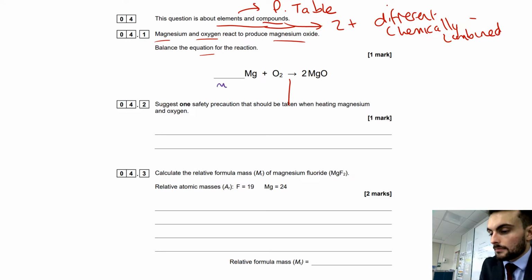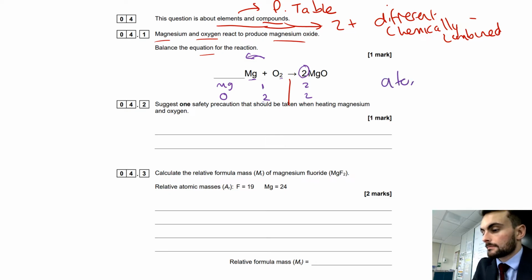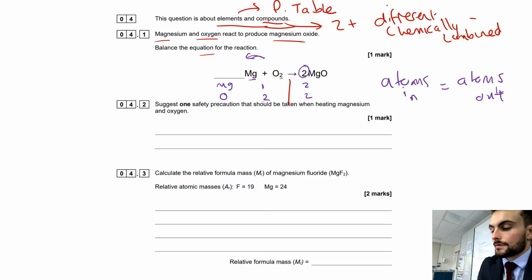So if we have magnesiums and oxygens, how many are on the left side currently? We've got 1 magnesium. And how many oxygens? We've got 2. And then on the right side, because we've got a total of 2 of that molecule MgO, we're going to have 2 magnesiums and 2 oxygens. So then we look at this side, what do we need to do? The oxygens are already balanced, so we don't need to do anything with them because the same going in and the same going out, right? The number of atoms in must equal the number of atoms coming out of the reaction, which is our conservation of mass.